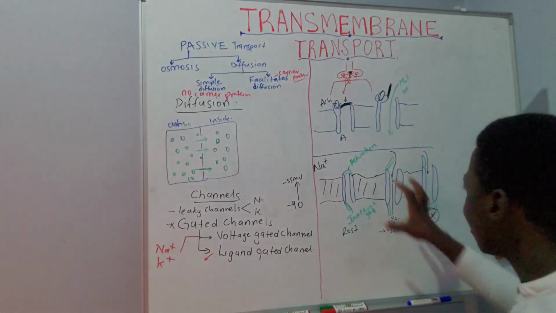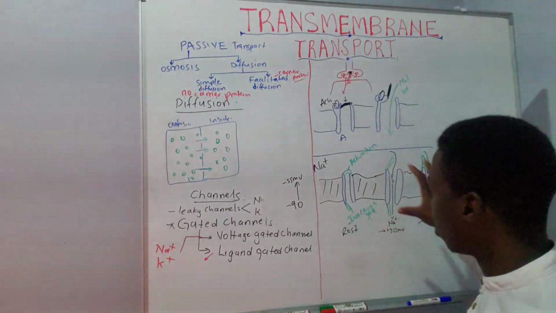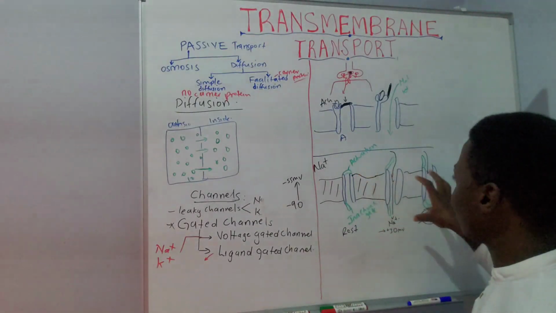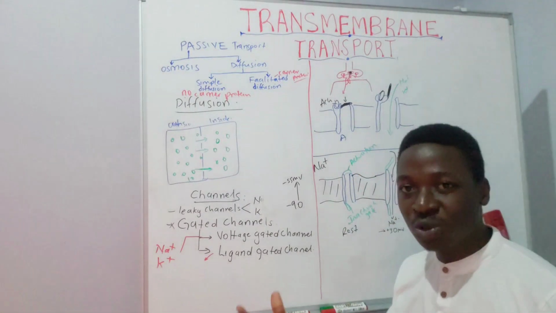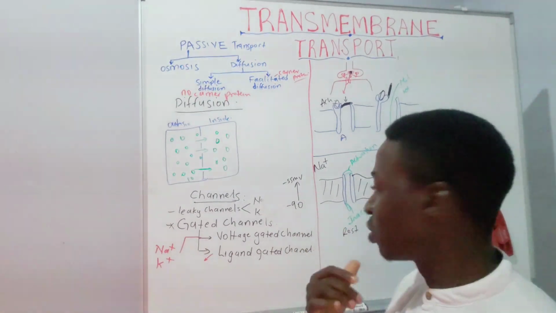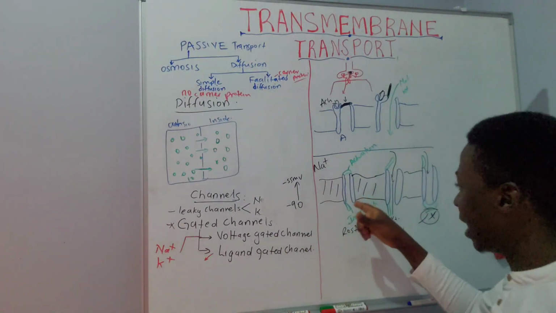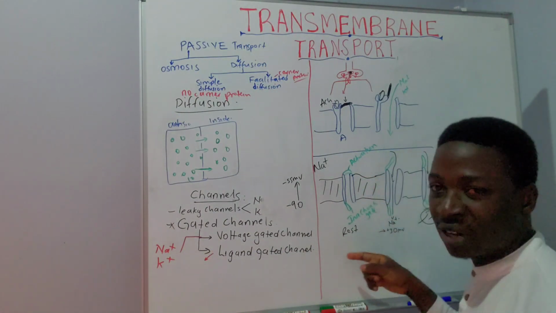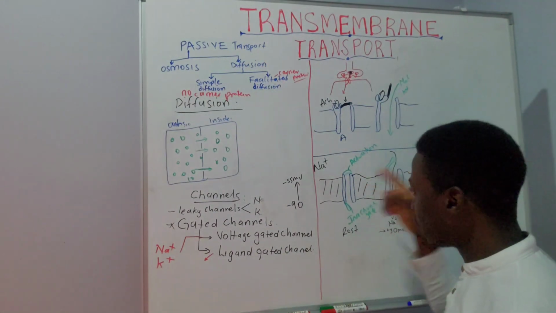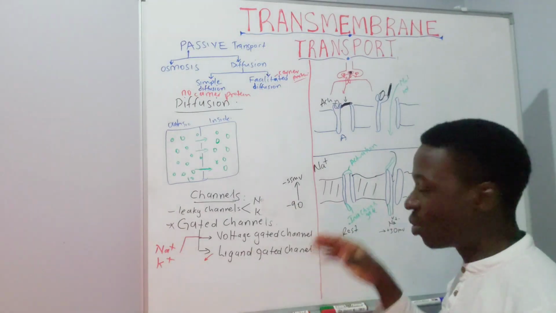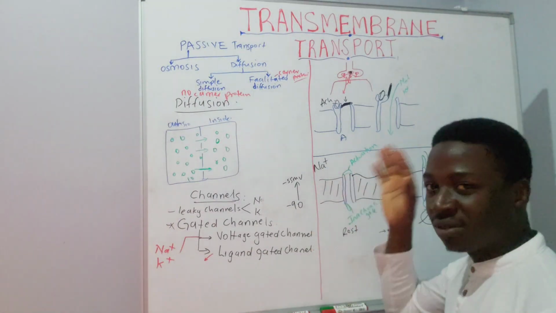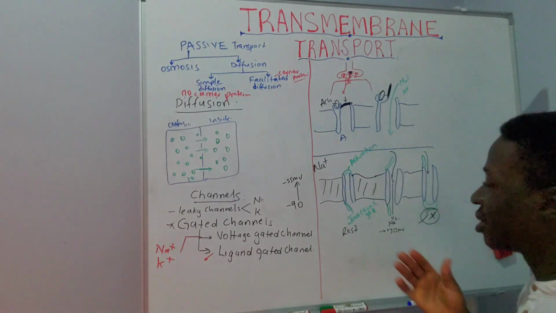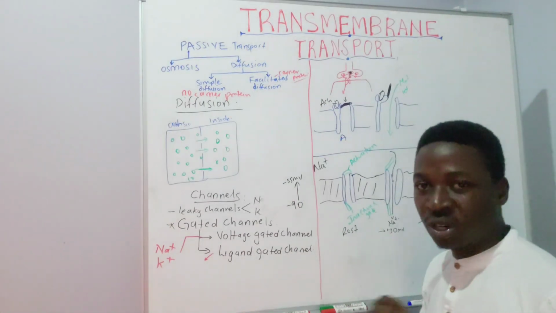So this is what happens. This is the function or the mode of operation of these different channels. Remember, they have the activation and the inactivation gate. Sodium has an activation gate and an inactivation gate. It's the activation gate that is open at rest, that opens when the membrane potential changes from negative 90 to about negative 55, causing influx of sodium ions.